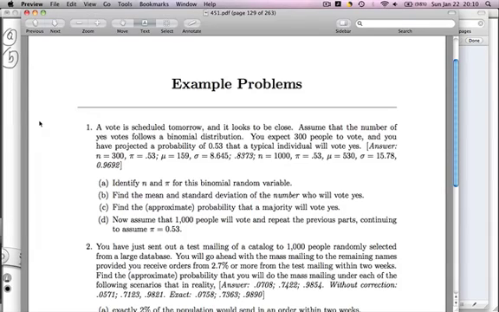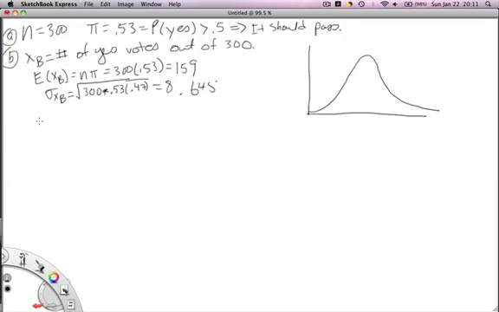Now, in the next part, we're asked to find the probability that a majority will vote yes. So note that if we have 300 people voting, then we need 151 people for a majority. So 150 is just half. It's not quite a majority. We need 151.